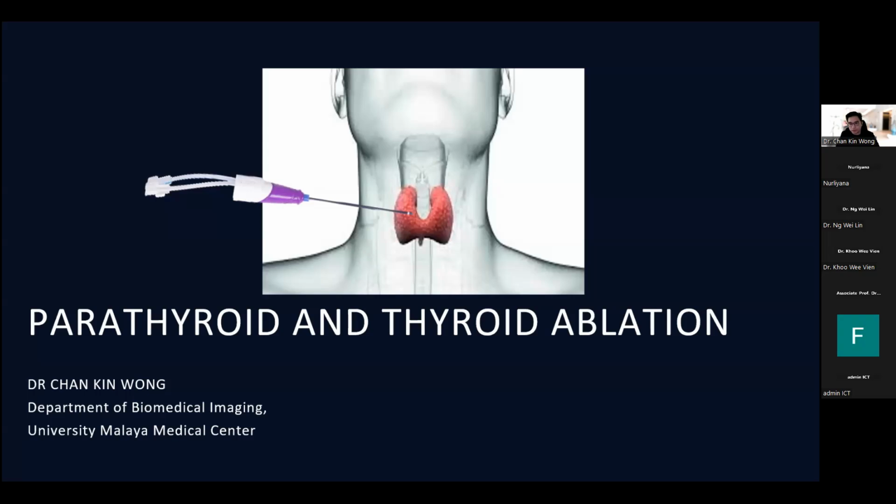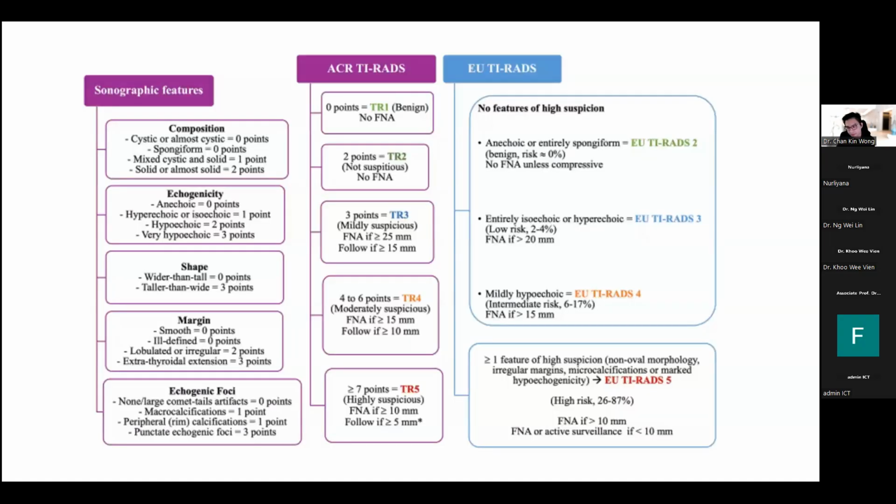So today the topic will be about parathyroid and thyroid ablation. Before we move on to the ablation related slides, this is just a simple reminder on the thyroid reporting system. What we use here is the ACR TI-RADS, the one in purple. When you refer a patient to radiology for a scan, thyroid nodules that are found will be scored and classified according to 5 different tiers, TR1, TR2, 3, 4, and 5. TR1 and 2 are generally benign. 3 onwards is suspicious: TR3 is mildly, TR4 moderately, and TR5 highly suspicious.